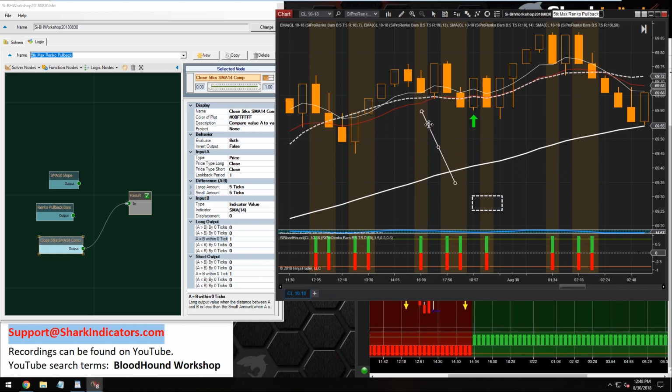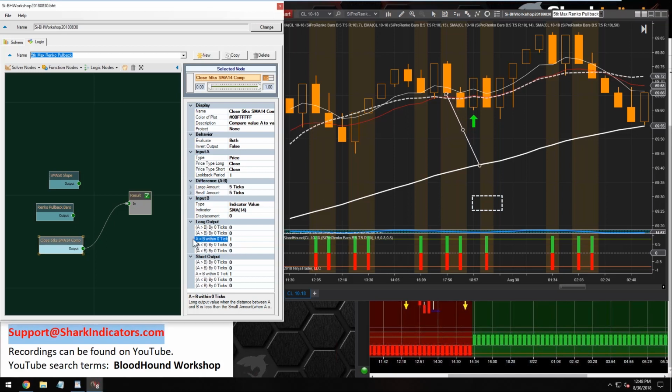But so now we need to isolate when the close is below our moving average. So for example, this bar here, right? The close is above that moving average, but we're not looking for that. We want to make sure that the pullback bar does close below the moving average, not above it, right?